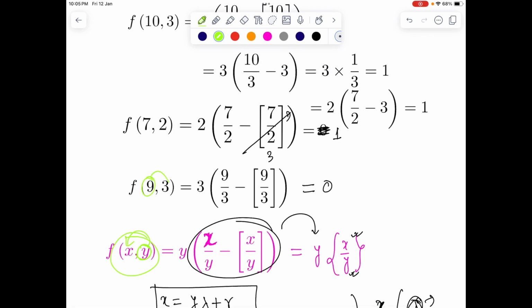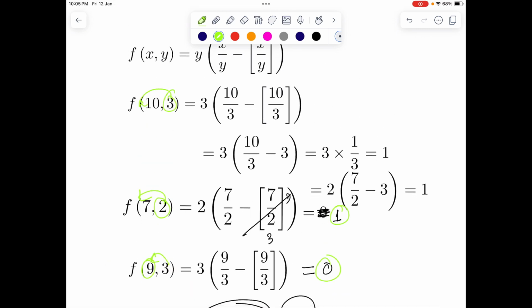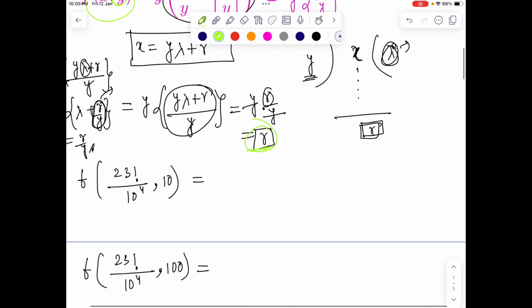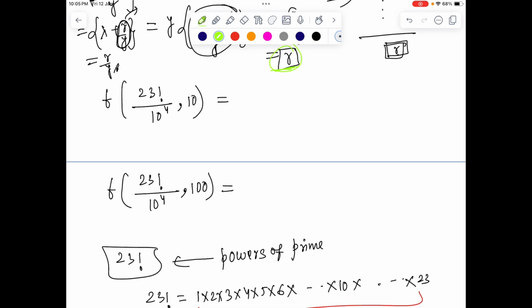So that's a simple function, and now you can convince yourself it's a remainder when 9 is divided by 3, so the remainder was 0. When 2 divides 7, the remainder is 1, so that was the answer. When 3 divides 10, the remainder is 1, and so on and so forth. So once you have understood this function, we'll go ahead to understand how to calculate 23 factorial by 10 to the power 4.